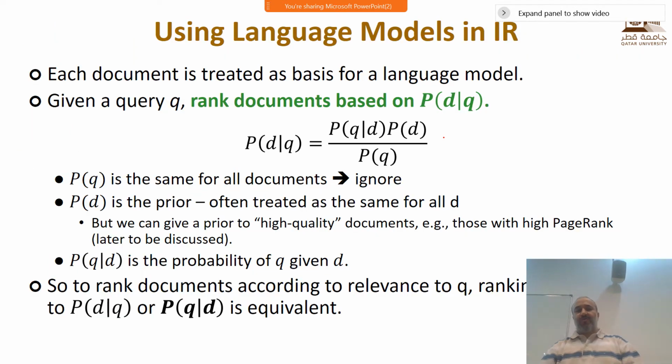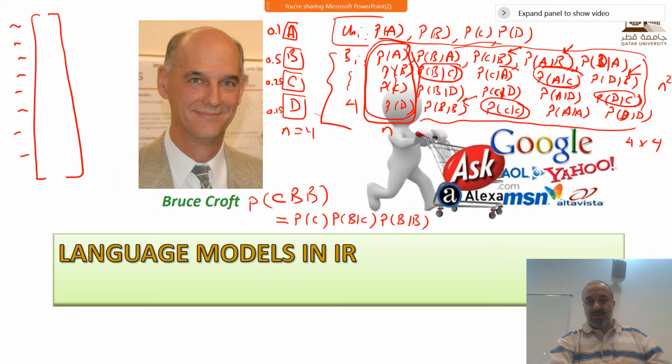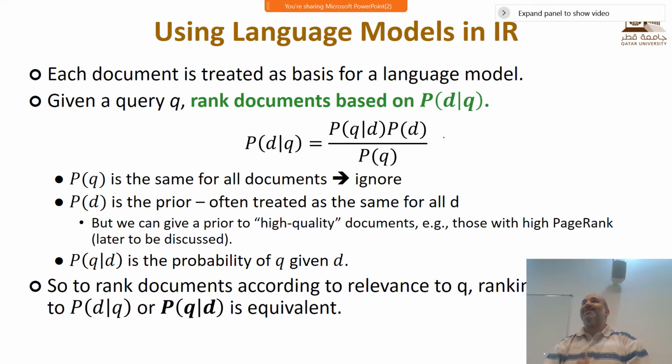Okay, now let's move on. Now, how can we use language models in IR? It should have been animated, but anyway, we'll do it that way. What is the idea here? We want to rank documents based on probability of D given Q. Why is that? Because we are given a query, right? And we want to estimate the probability that D is relevant given Q.